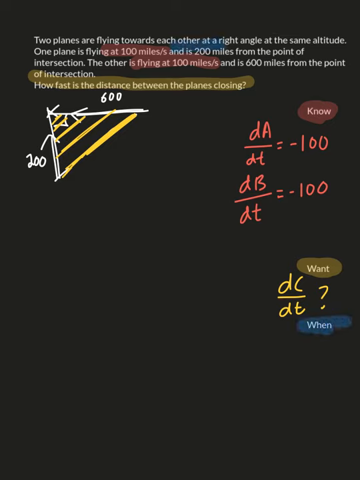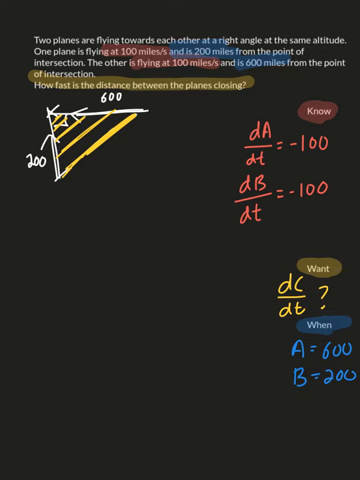The information we want is when one of the planes is 200 miles from the point of intersection and the other is 600 miles from the point of intersection. So we can call A equal to 600 if we want to call it the longer side, and we can call B 200. I really want to emphasize with these problems that as they get more challenging, you really can set up any equation you want with them as long as it relates all the variables. In this case, Pythagorean theorem is going to be most useful so that we can relate all three sides of this theoretical triangle.